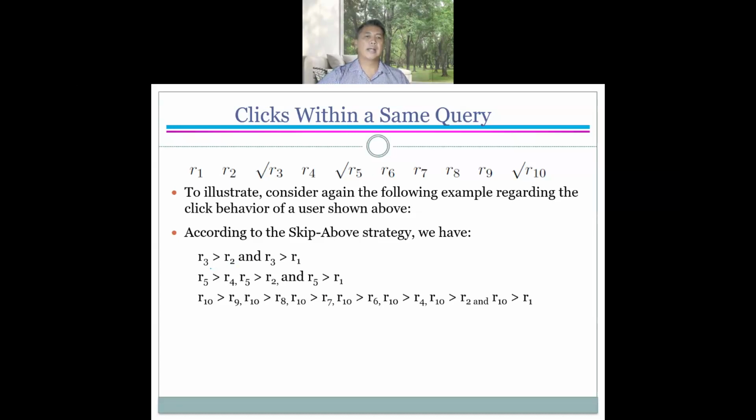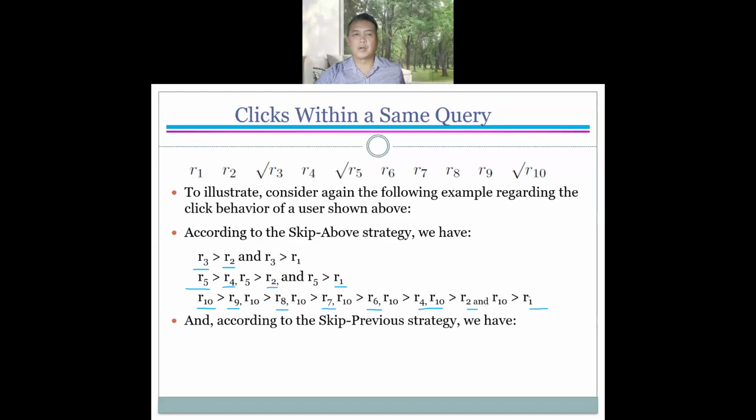So R3 is better than R1 and R2. If it is 5, R5 is more important compared to R4, R2, and R1. If it is 10, then 10 is more important compared to R9, 8, 7, 6, 4, 2, and 1. So skip above covers all of them. Skip previous skips only one, the previous. So this is the assumption that we can get from the click.